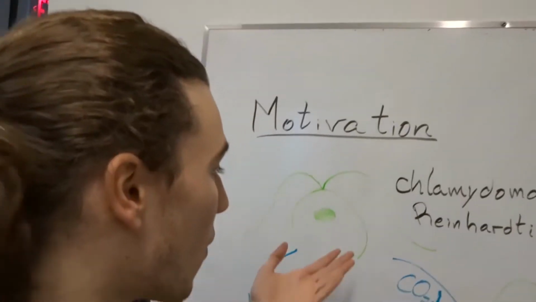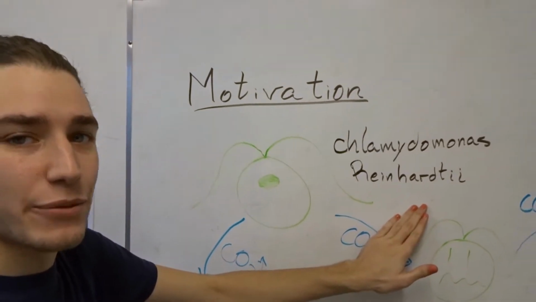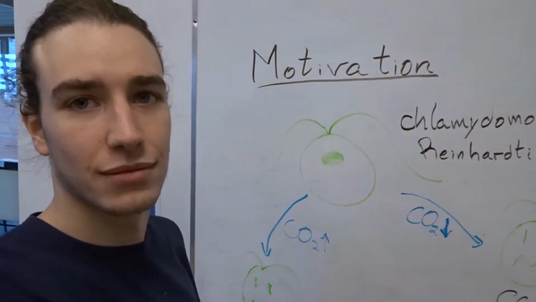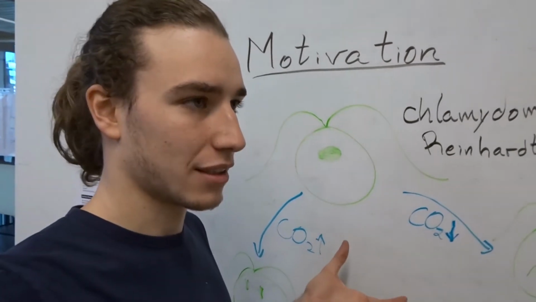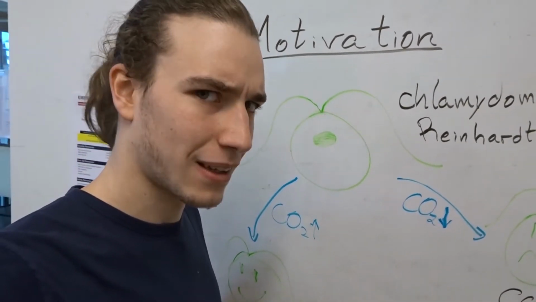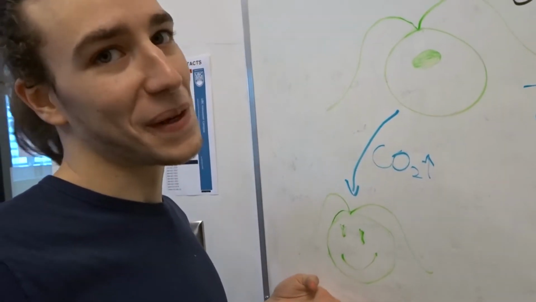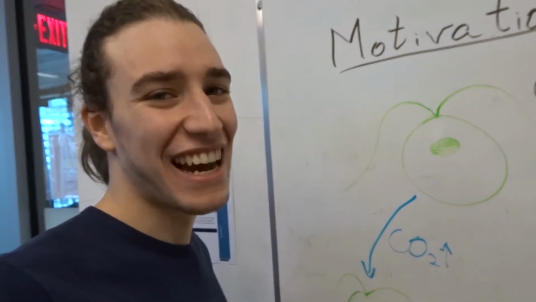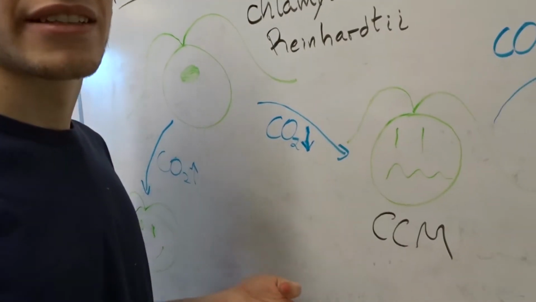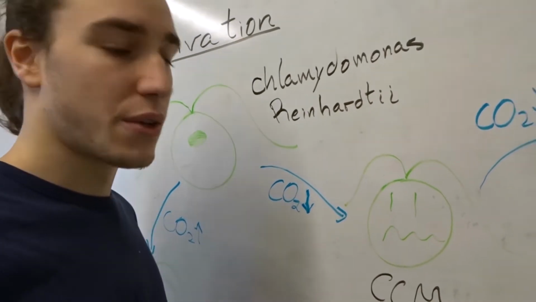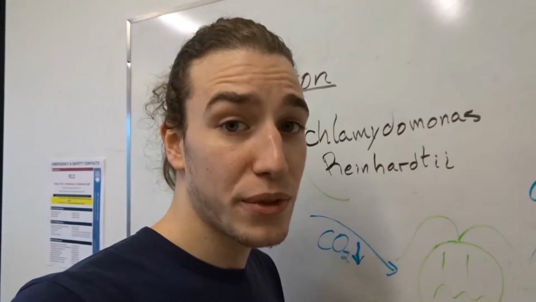Let me explain. This is Chlamydomonas reinhardtii. It's a single cell plant, basically. So it's not a plant. It's not. It's a single cell. And when you have large amounts of CO2, it's a happy Chlamydomonas, making photosynthesis and stuff. When it has low amounts of CO2, then it activates carbon capture mechanisms. So it's an unhappy Chlamydomonas trying to do whatever it can to continue producing sugar and survive.